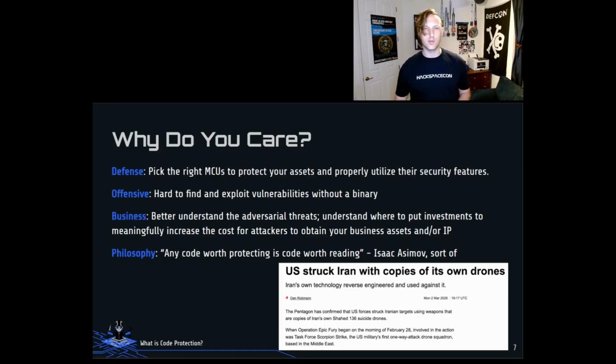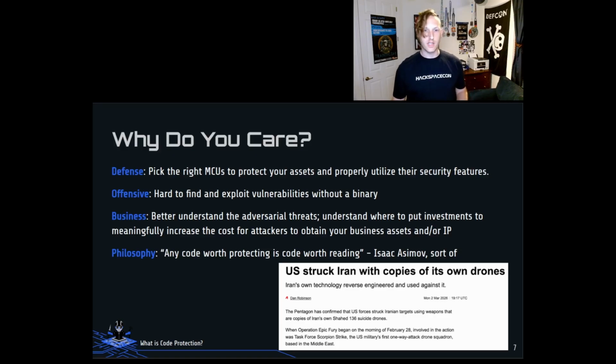And from a philosophical perspective, to paraphrase Isaac Asimov, any code worth protecting is code worth reading, just like any book worth banning is a book worth reading. And even things that you think shouldn't fall into adversarial hands at some point probably will, somewhere, somehow.